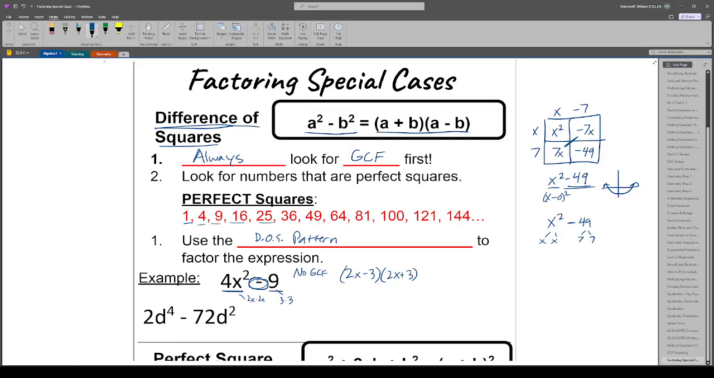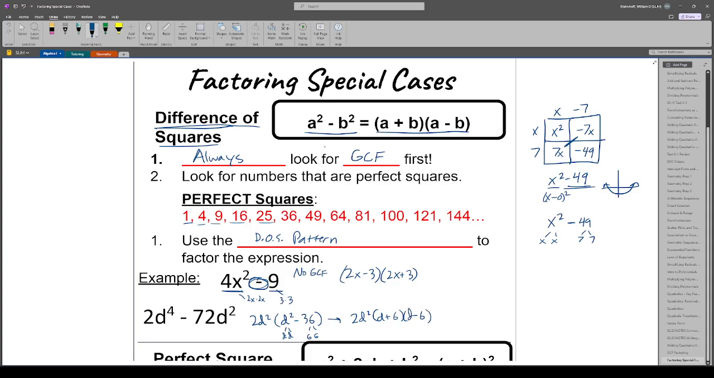The second one we have here does have a GCF. So before we try to look for a difference of squares, we write 2d squared as our GCF, and then we're left with d squared minus 36. So now we look at d squared minus 36. This is a perfect square of d times d, and 36 is 6 times 6. So this can become 2d squared as the GCF, then we have d plus 6 and d minus 6 as our difference of squares factored out.